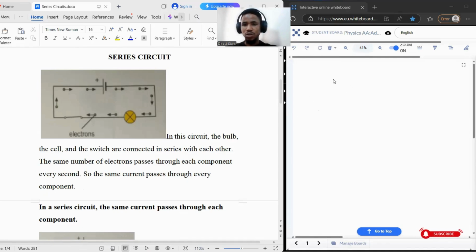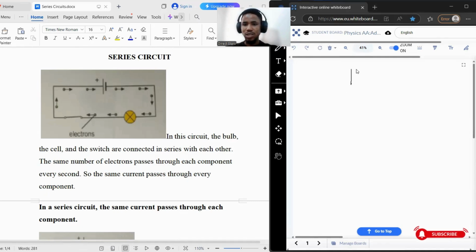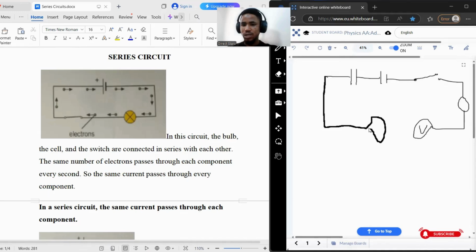So let me show you how a series connection is. Remember that this is a cell, but when we have two of these, then we'll call it what? Battery, right? So here we have our switch, and we have our ammeter here that we use to calculate the current flowing in the circuit. We have our voltmeter here to calculate the voltage in the circuit. And this is another component. And this is a lamp here.